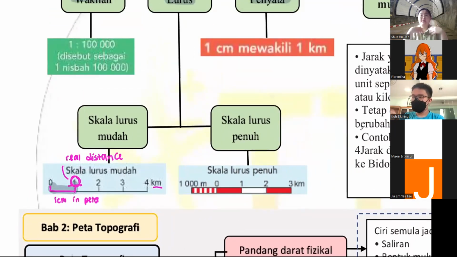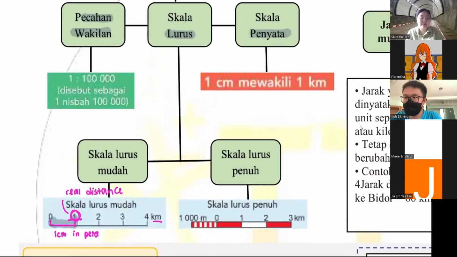Now, skala penyata is very straightforward: 1 cm mewakili 1 km. 1 cm on the map represents 1 km in real life. And then you will have pecahan wakilan, which is in a ratio form, nisbah. Normally they will write 1 to something else. The 1 in front always represents the map, which is 1 cm. In reality it is 100,000 cm. Whenever you calculate, you need to convert it back to km, because most of the time when you tell people a distance, we use km or meter instead of cm.